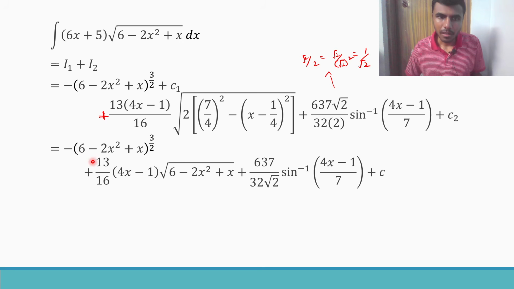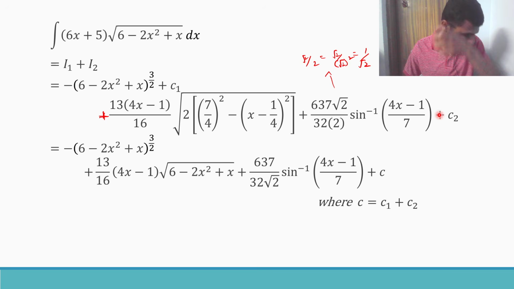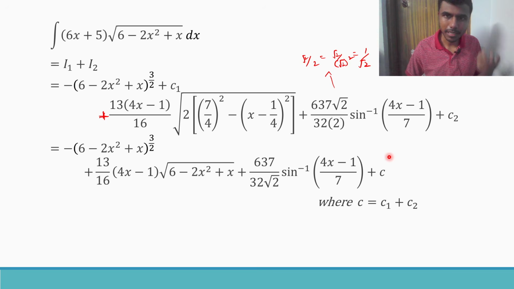Also this one, c1 plus c2. There are two constants. We integrated separately, so we got two constants. c1 plus c2 we can just take as one constant, plus c. This is the exact answer that is there in the Max 2B textbook. I don't remember the exact exercise from which this is. You can just check it out.